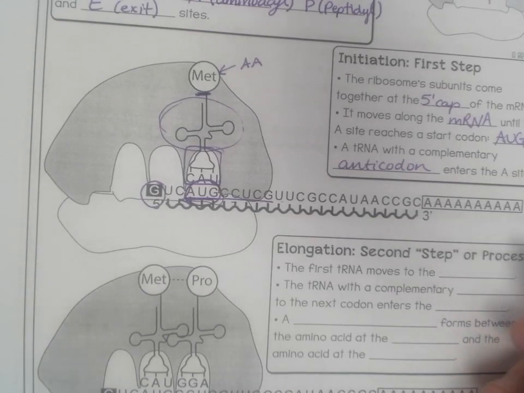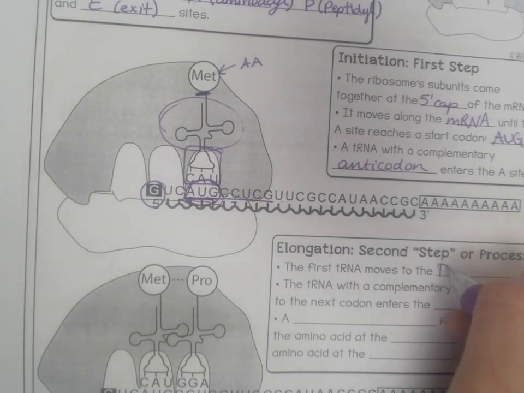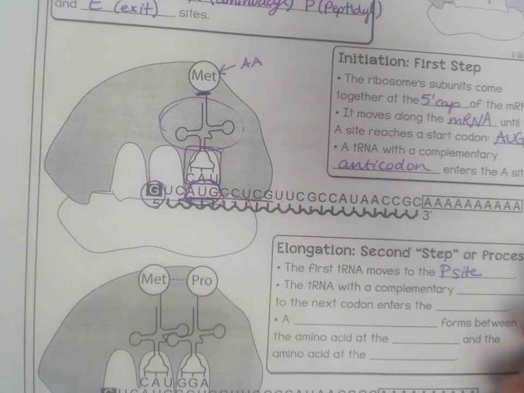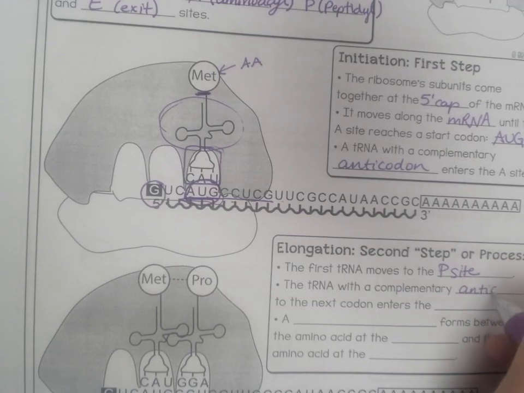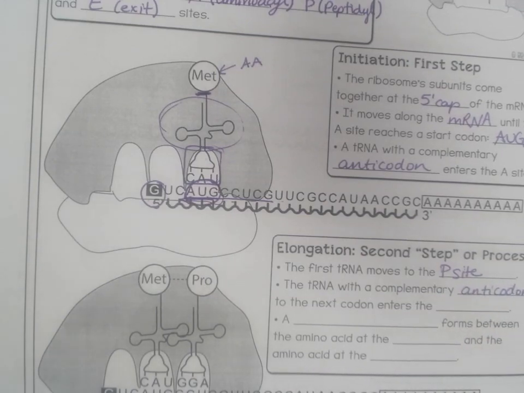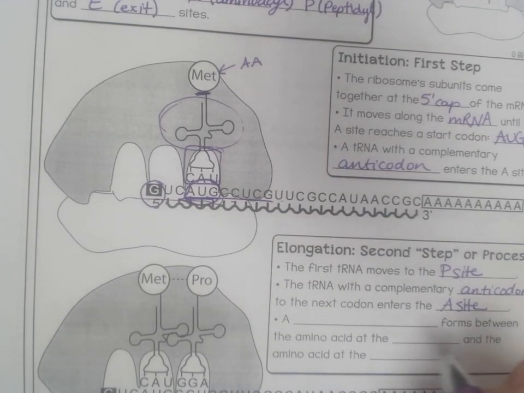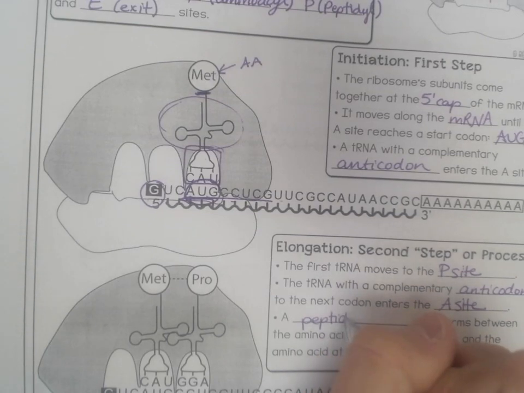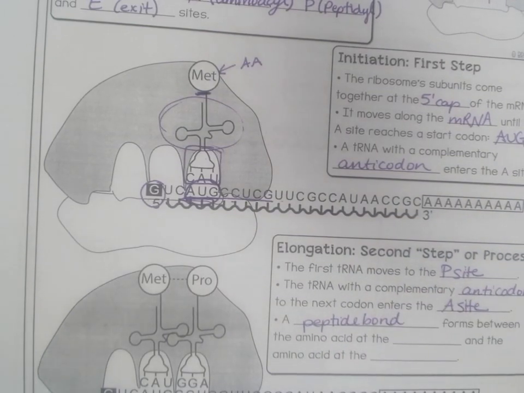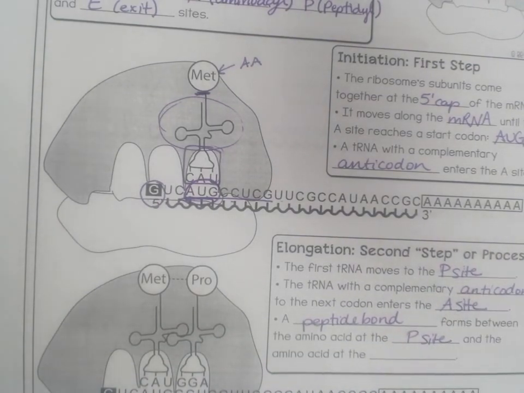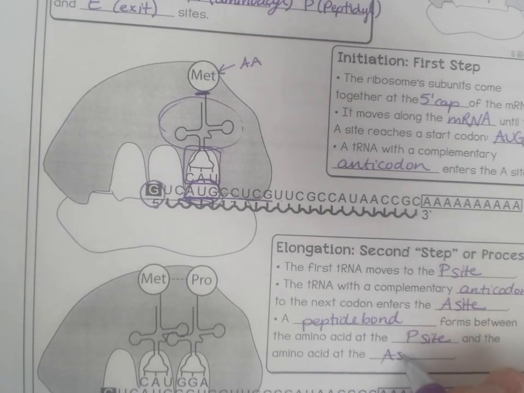Now, elongation, which is the second step of the process. The first tRNA moves to the P site. The tRNA with a complementary anticodon to the next codon enters the A site. A peptide bond, those are bonds between amino acids, forms between the amino acid at the P site and the amino acid at the A site.